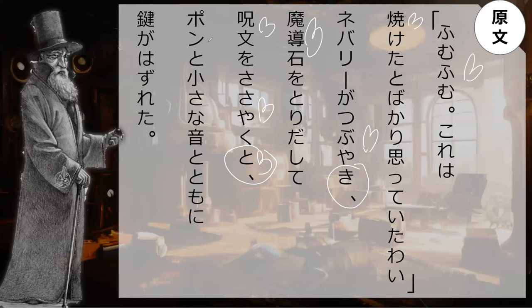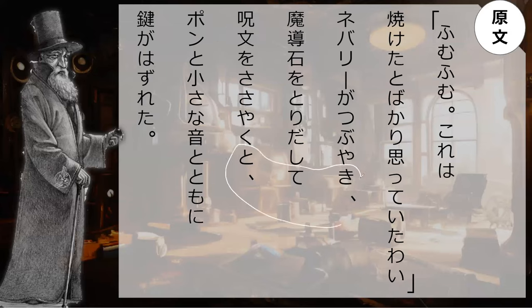Pon to. Chisana oto to tomo ni kagi ga hazureta. We also have the three different ands here, which I think is cool. I love this sentence. It summarizes so many things. The lock came off. Hazureta. That's the result of this whole sentence. And he had a quote here. He says, kore wa, yaketa to.